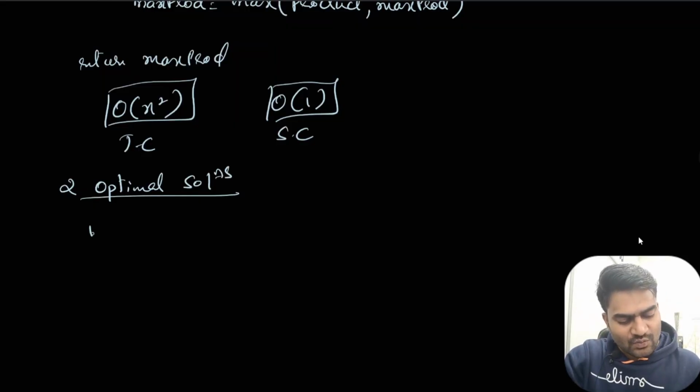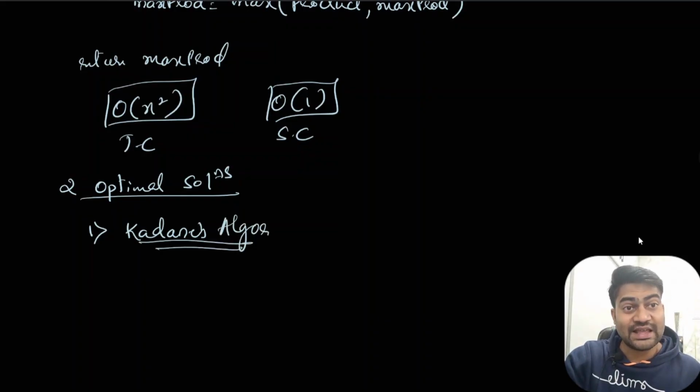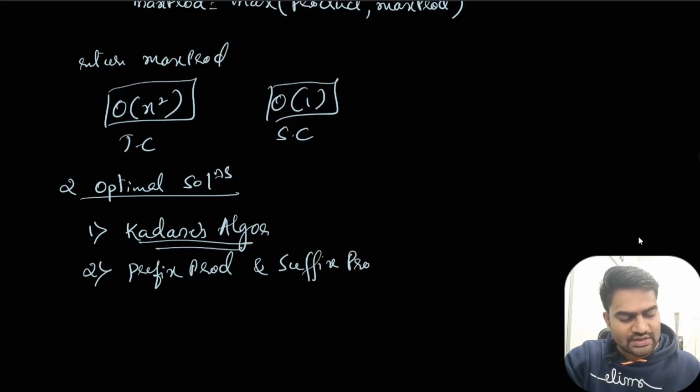One is the Kadane's algorithm, what we discussed for the maximum subarray sum. So that is basically our Kadane's algorithm, right? So there is a Kadane's algorithm like solution, that is one solution, and there is another one which uses a single iteration only, where we find the prefix product and the suffix product. So these two algorithms will use O of n time complexity.